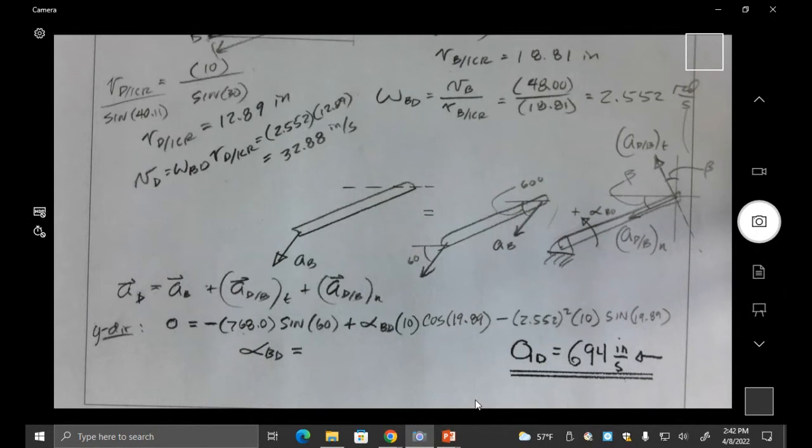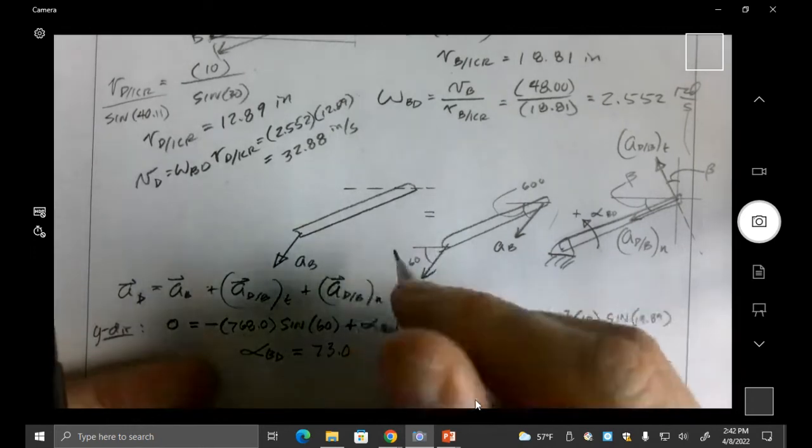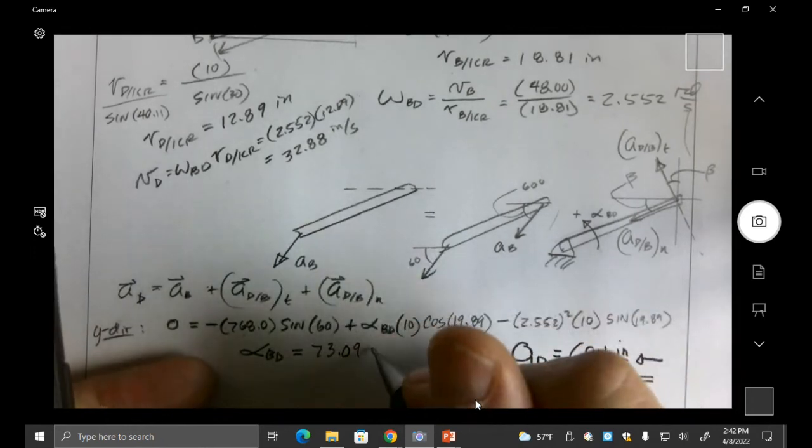I get a 73.09. And it's positive. And that's the same thing my good man Sean Winnis got.